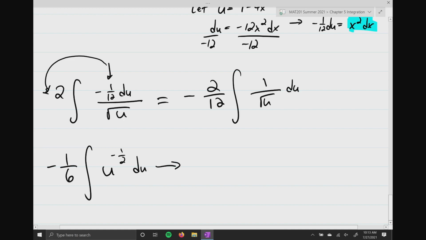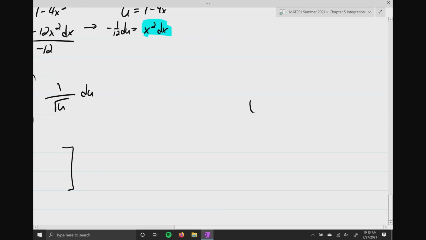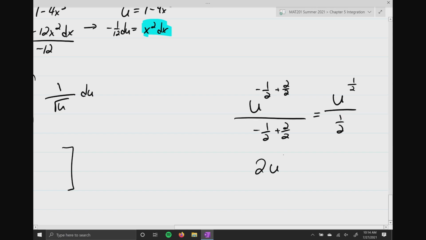So we get negative 1/6 times. Now remember, I'm going to do this off to the right-hand side. When we take the integral of u to the negative 1/2, we need to add 1, but I'm going to be really clever. I'm going to write 2 over 2. And then we also have to divide by that as well. So negative 1/2 plus 2 is positive 1/2. And then to simplify this, we're just going to multiply by the reciprocal, 2u to the 1/2.